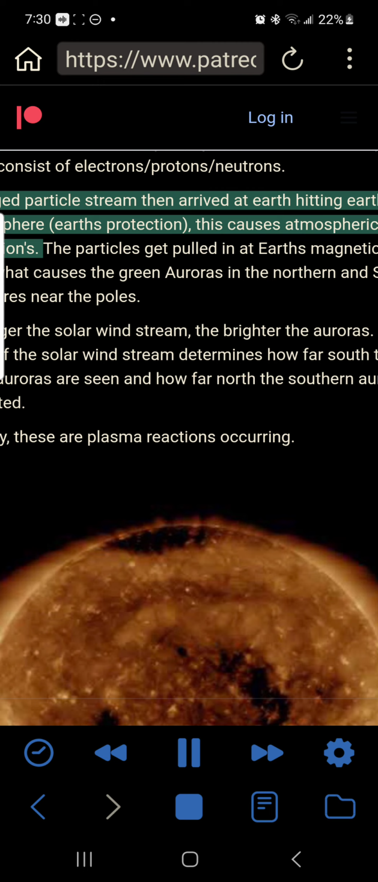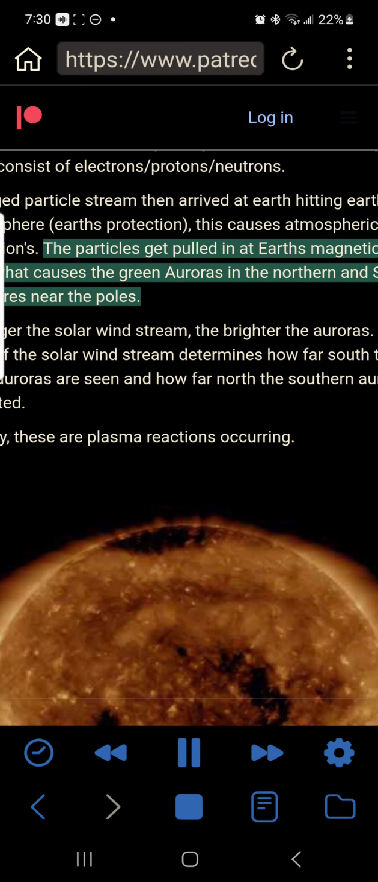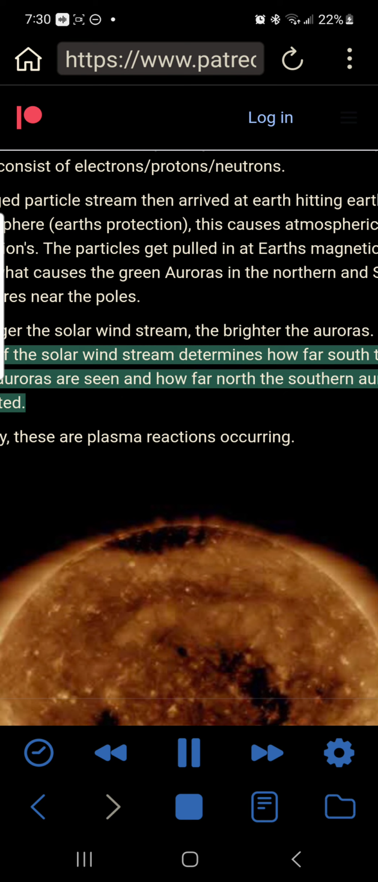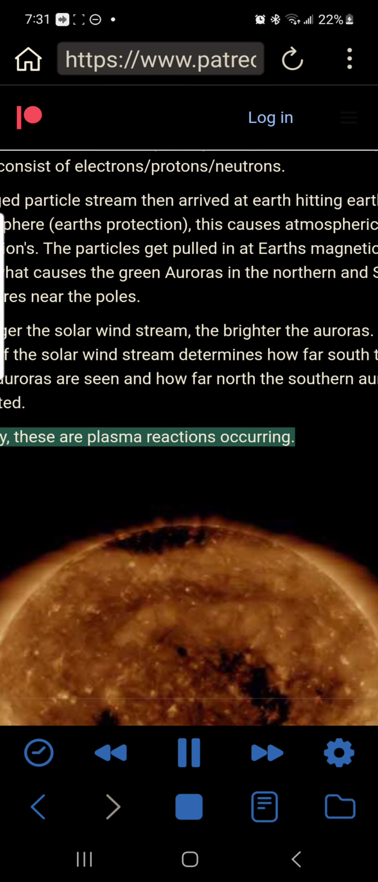This causes atmospheric compressions. The particles get pulled in at Earth's magnetic poles, which is what causes the green auroras in the northern and southern hemispheres near the poles. The stronger the solar wind stream, the brighter the auroras. The strength of the solar wind stream determines how far south the northern auroras are seen and how far north the southern auroras are documented. Essentially, these are plasma reactions occurring.